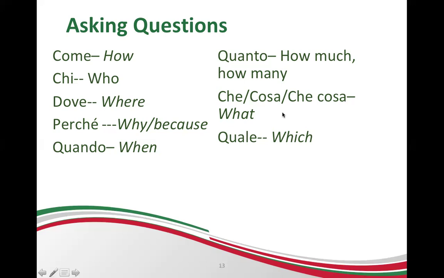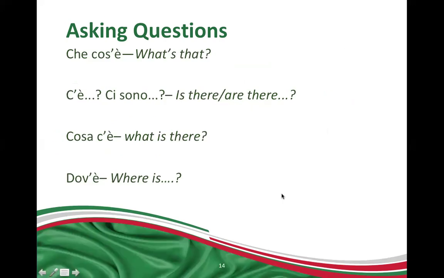And what I want to highlight here is che, cosa, and che cosa are all interchangeable ways of saying what. Che, what? Cosa, what? Che cosa, what? And to add to the confusion, quale, which, is often used in Italian where we in English would use what. So for example, you say, which is your favorite movie? Instead of what is your favorite movie? So those are your basic interrogatives. Again, we are going to spread these out throughout the course.